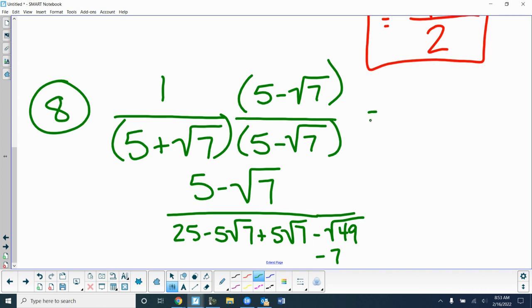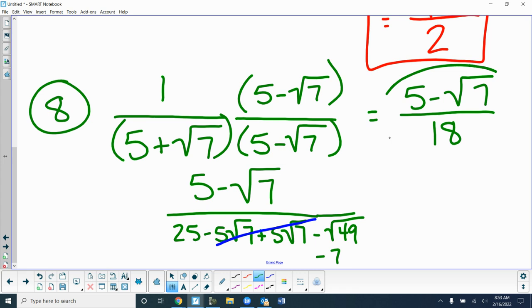Okay, so my answer then is 5 minus the square root of 7. What happens to these two in the middle? They cancel, right? So what's 25 minus 7? 18. There's our answer. We have simplified our expression.